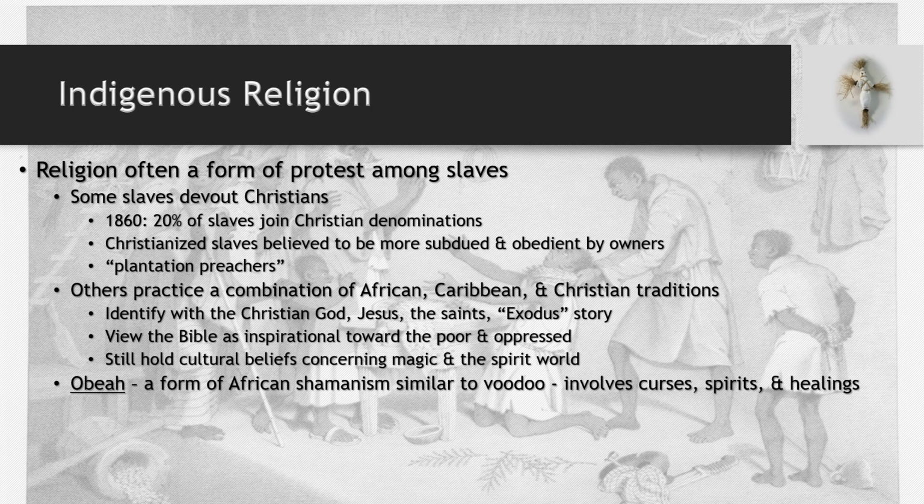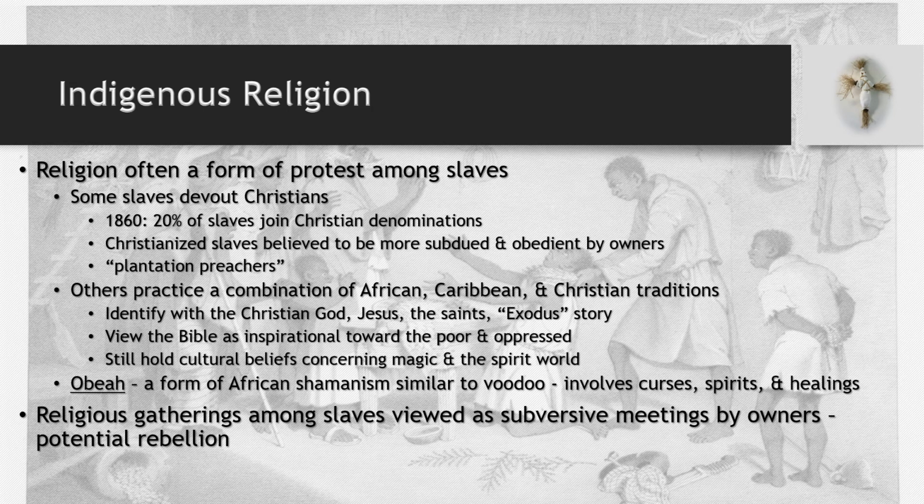This is a form of shamanism originating specifically in West Africa that's, again, very similar to voodoo. It involves curses, spirits, healing, the use of fetishes, something similar to perhaps a voodoo doll of some kind, right? A black magic doll, quote unquote black magic. I should qualify that. Not necessarily considered black magic by those practicing it.